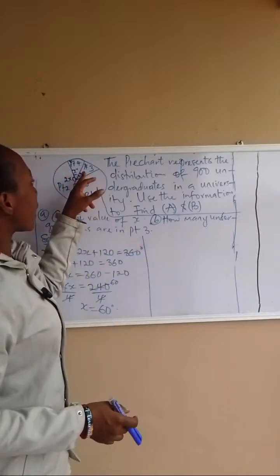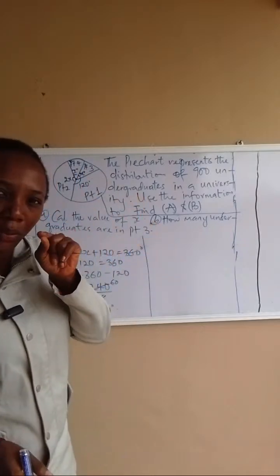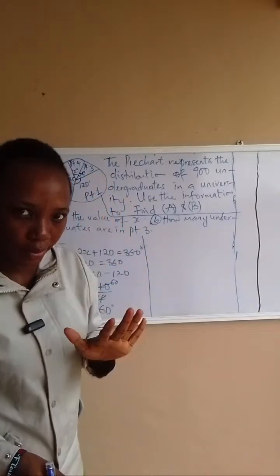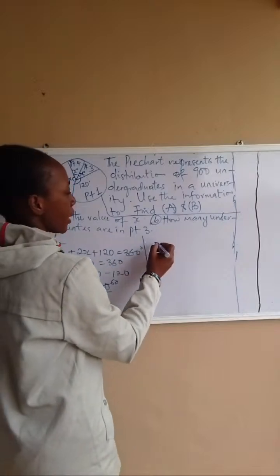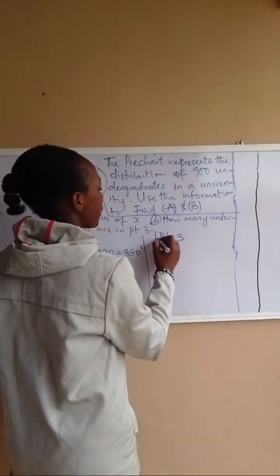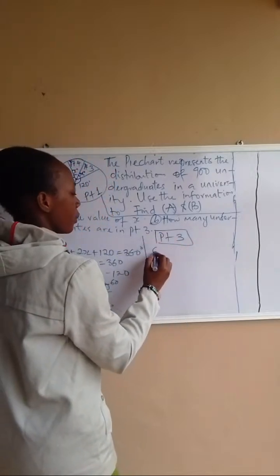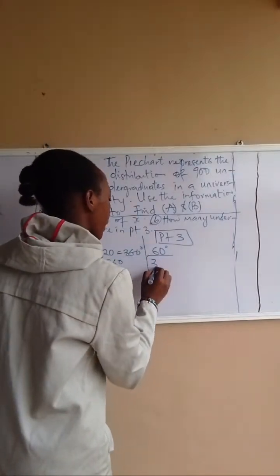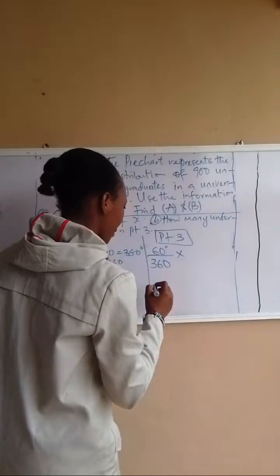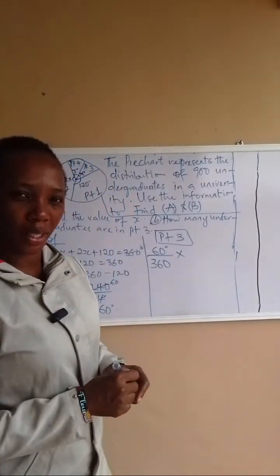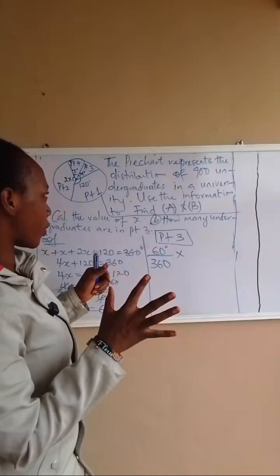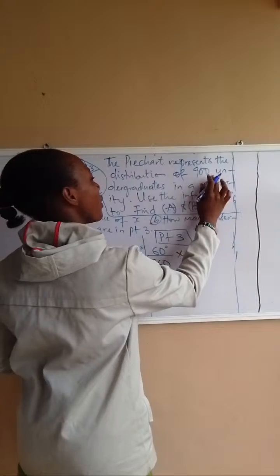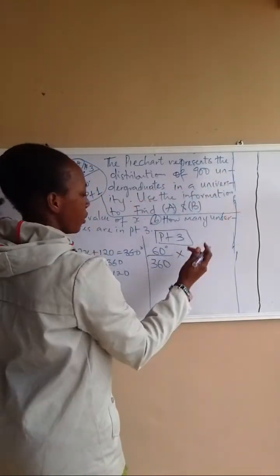Then the second question says, how many undergraduates are in part 3? Remember, part 3 is just x degrees, which we have found to be 60 degrees. To find how many students are in part 3, we use the angle over the sum of the angles in the pie chart, times the total number of undergraduates in the university. We're told that we have 900 undergraduates.